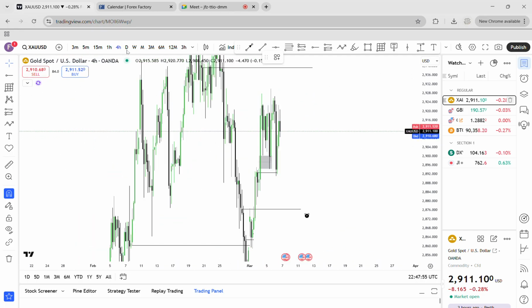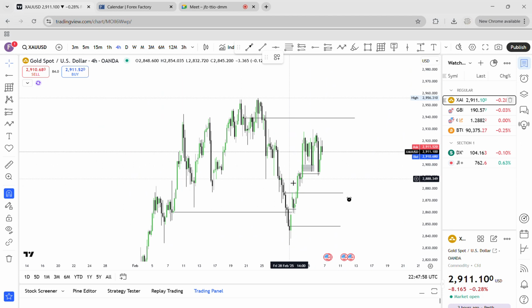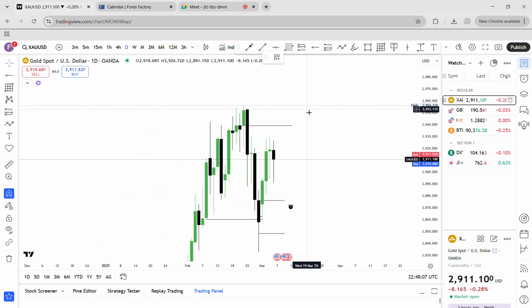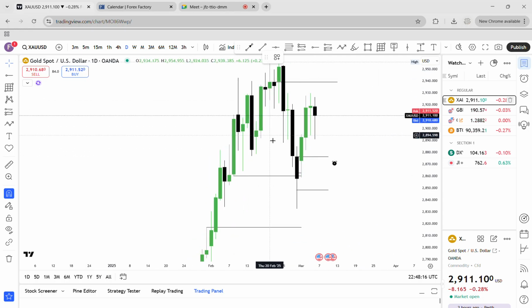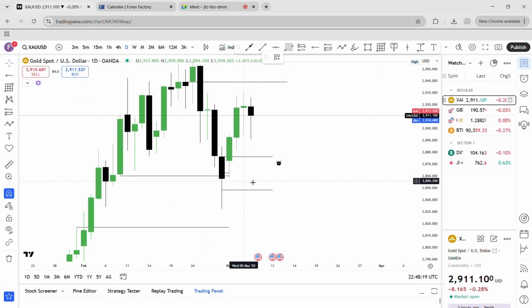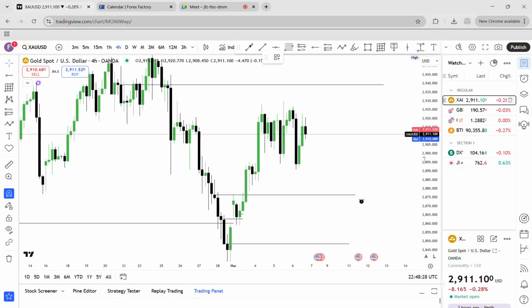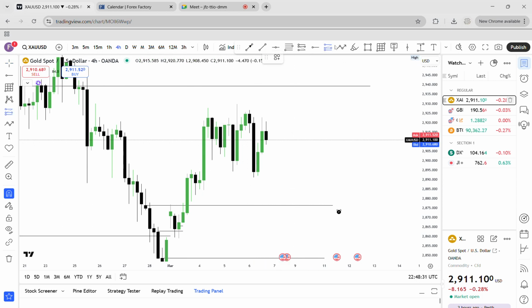So now let's look at gold, real analysis now. We have what? A daily area where price could test and probably move down and continue going higher. And we also have levels down here that price may likely test and continue going higher. So on a 4-hour time frame, what can we see? We still have a high, a low. This low, how is it?